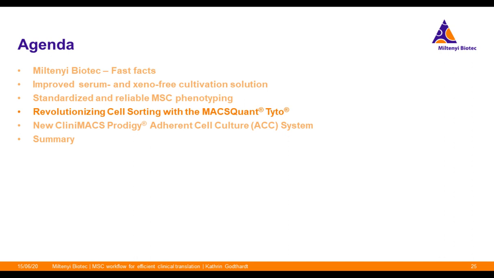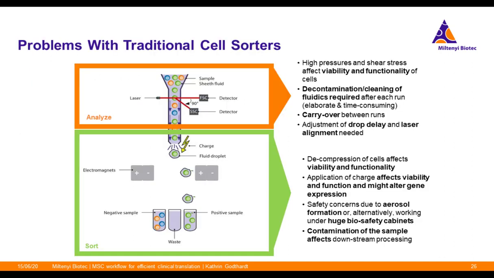I would like to come up now to the next topic, which is sorting MSCs via the MACSQuant Tyto. So sorting cells bears several problems. For example, when you sort cells with a cell sorter, there's high pressure and shear stress affecting the viability and function of cells. Decontamination and cleaning of fluidics are required after each run. There is a high chance of carryover between different runs, and even when we are talking here about these rare cells, carryover is quite an important topic.